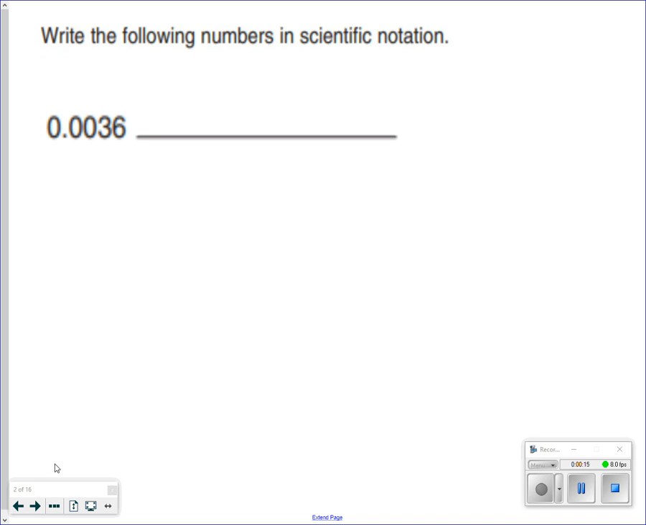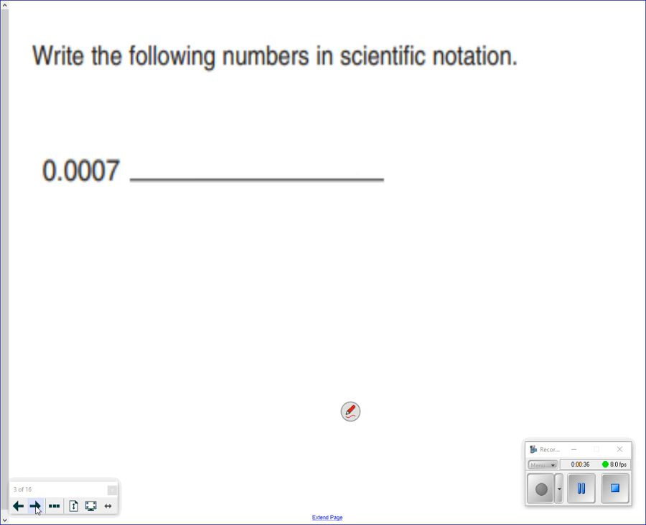Well, we have to make sure that we get to 3.6. So we're taking a look here. We're going to try and get to a 3 and a 6. So the decimal is right here. How many spots do we have to move it? 1, 2, 3 spots times 10 to the negative 3. That is how you would write that number out in scientific notation.